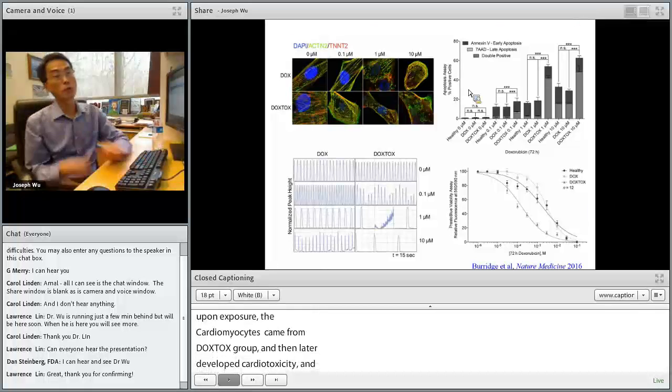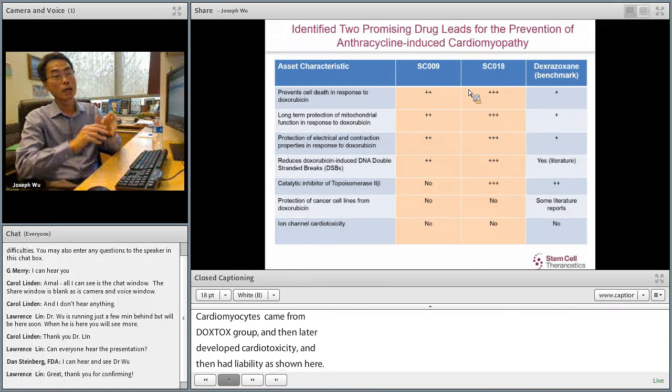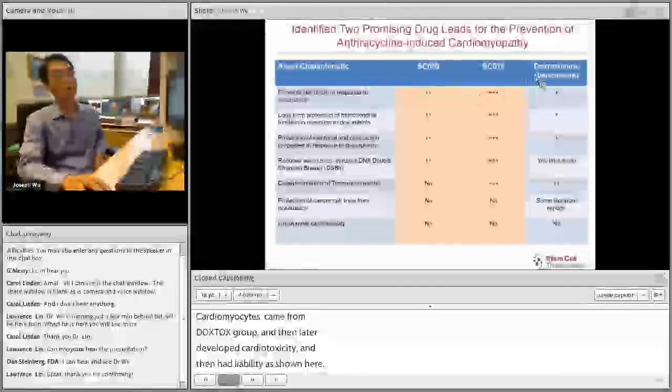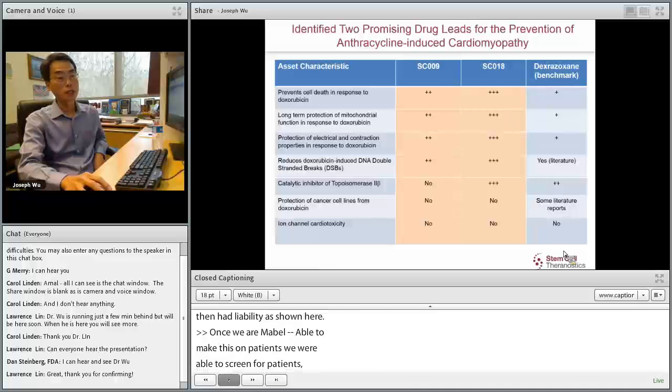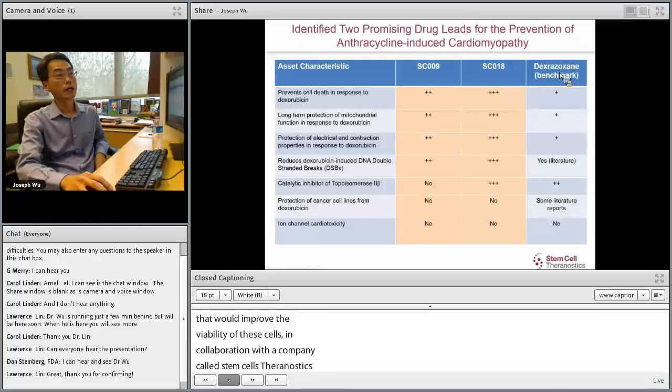Now, the other thing is once we're able to make iPSC cardiomyocytes from these patients, we should be able to screen for medications that can improve the cardiac contractility and improve the viability of these cells. This is in collaboration with a local startup company called Stem Cell Diagnostics, in which we're able to show that out of screening more than 20 compounds, one compound in particular, SC018, when compared to the FDA-approved drug dexrazoxane, prevents cell death in response to doxorubicin.